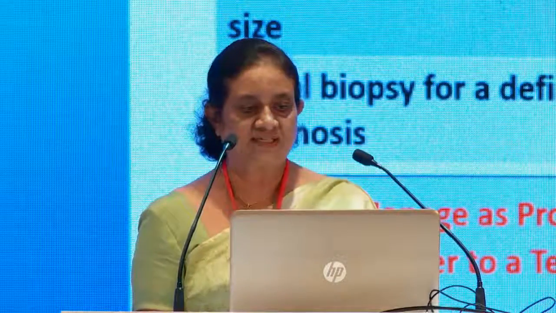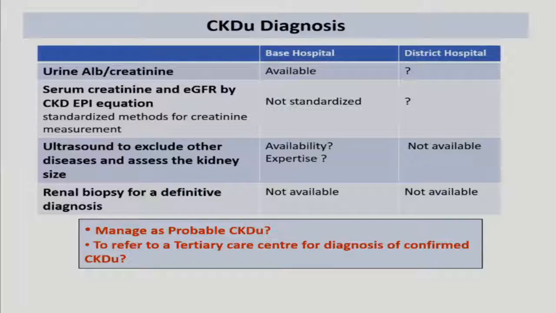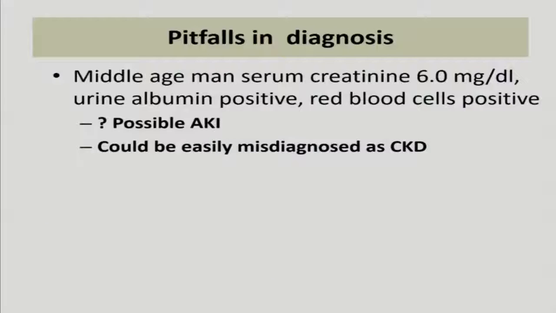So the physician at the base hospital is left with a decision: should I manage this patient as probable CKDu, or should I refer him to the tertiary care center for the confirmed diagnosis? No guidelines are given with this on which patient should be referred. So the physician, with his experience, should decide, considering not only the patient's illness but his social circumstances as well.